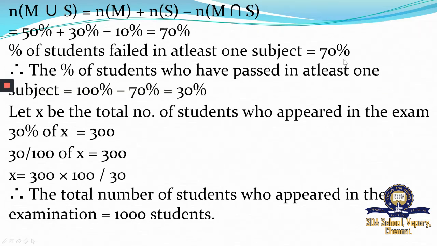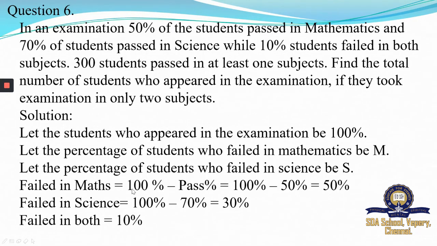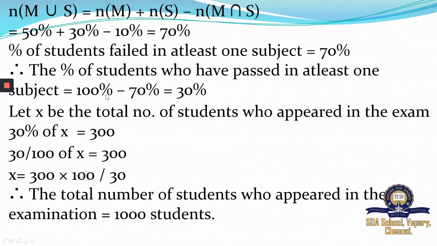Got it, students? Now we can get the percentage of students who passed in at least one subject. How can we get it? Like last time, what did we do over here? We took the total minus the pass percentage in order to get the fail percentage. Similarly, we are going to do 100 minus the fail percentage in order to get the pass percentage. So the failures are 70%, am I right? Those are the failures at least in one subject. So 100 minus 70, we get 30%.